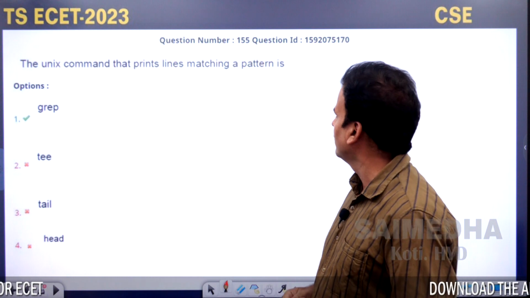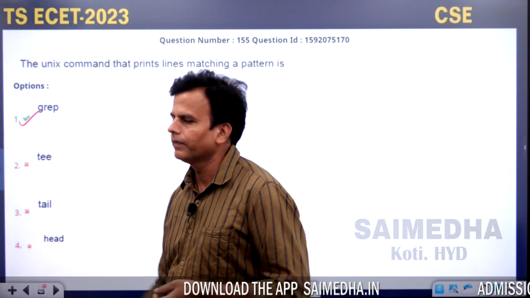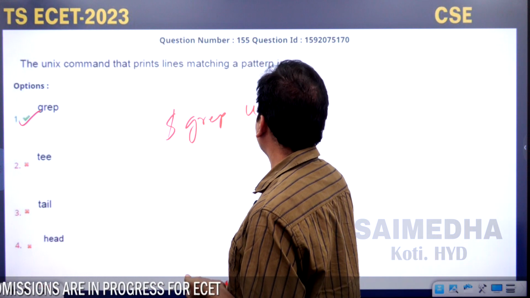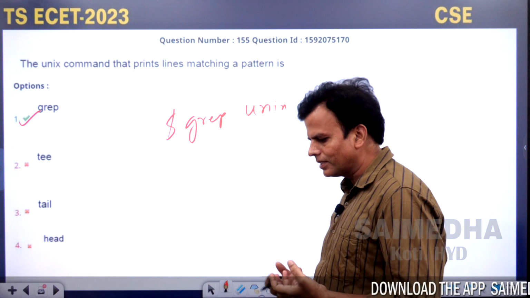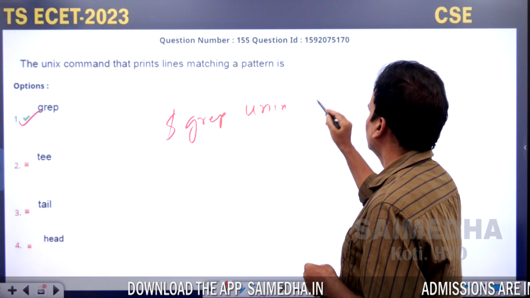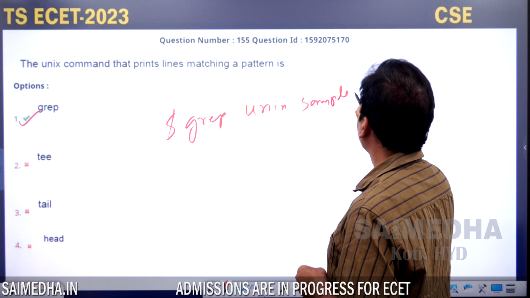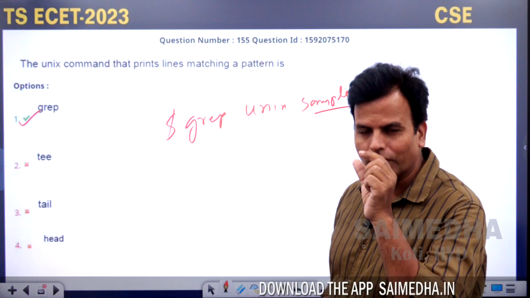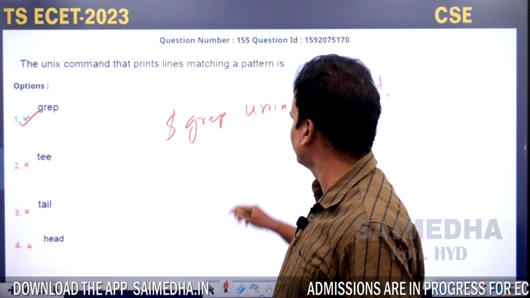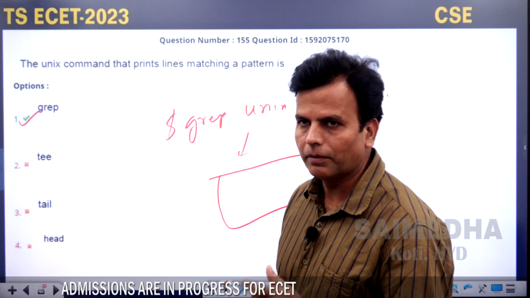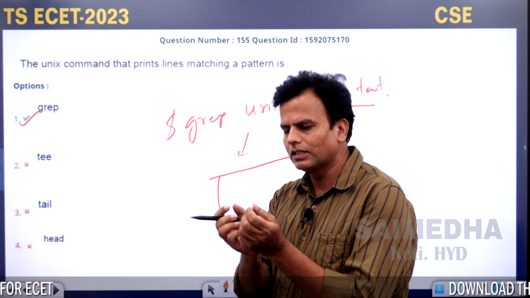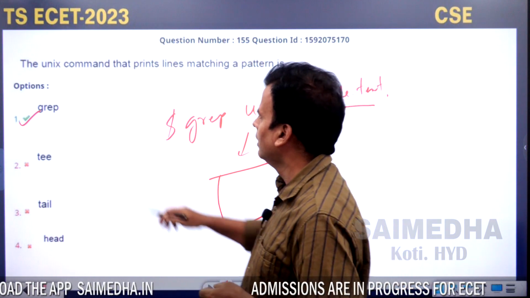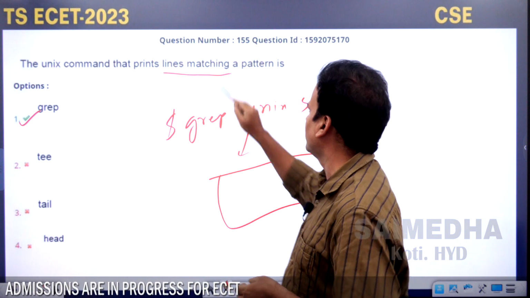The Unix command that prints lines matching a pattern is what? It's the grep command. In grep, suppose in my file I want to search for lines which have the word Unix. I am taking a sample text file, and wherever the word Unix is there, all those lines will be given in the output. So remember, the grep command is going to find matching things. Many other things are also associated with grep, but the main thing is matching: the Unix command that prints lines matching a pattern.